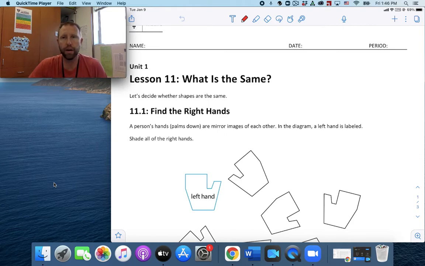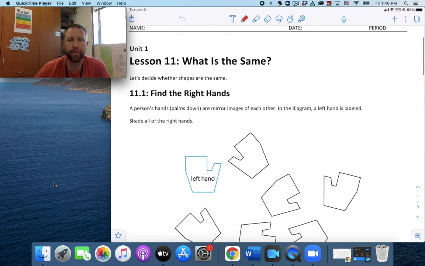Right, we are on page 41 in your books. We're going to do Unit 1, Lesson 11, What is the Same? For this one, the starter activity on page 41 says, let's decide whether these shapes are the same. And it says, find the right hand. So it says a person's hands, palms down. That's important. Their palms are down.